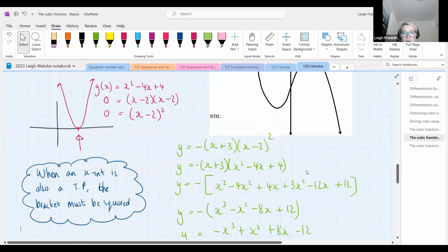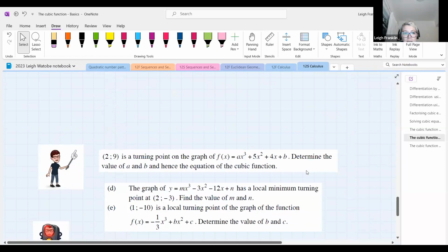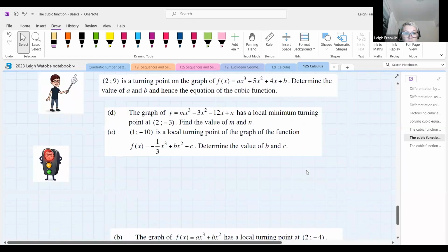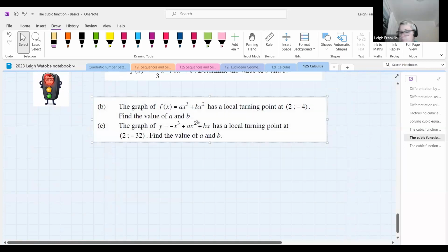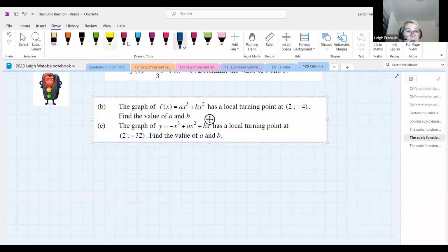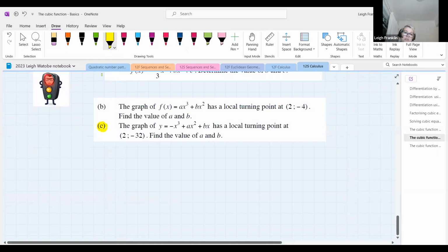So a good illustration of this would be a question like this one over here. Let's have a look at question C. Okay, so I really like your questions. If we have a look at question C, everybody, here they've told us the graph of y equals minus x cubed plus ax squared plus bx has a local turning point at 2 and minus 32. Find the value of a and b. So they could do something like that. Would you know what to do in this case, Tsegofatso?